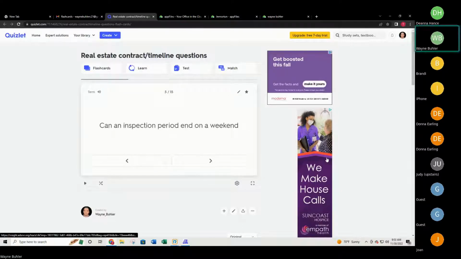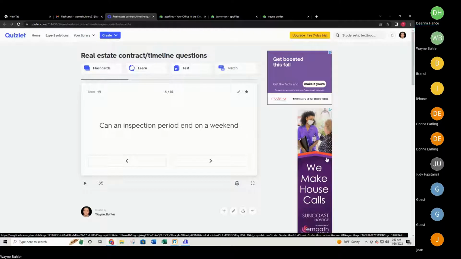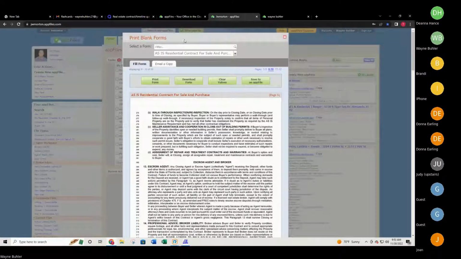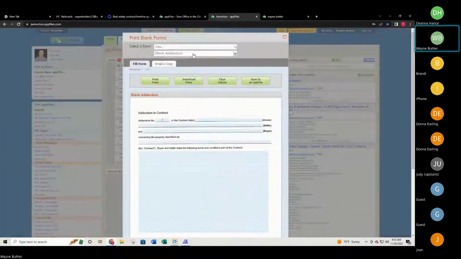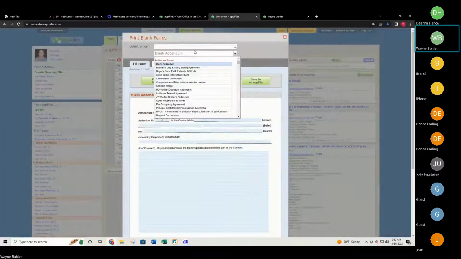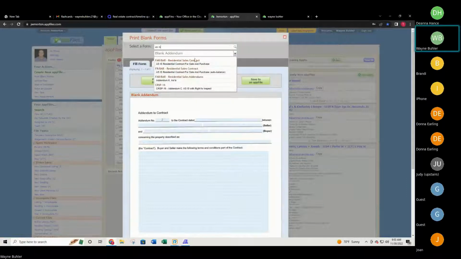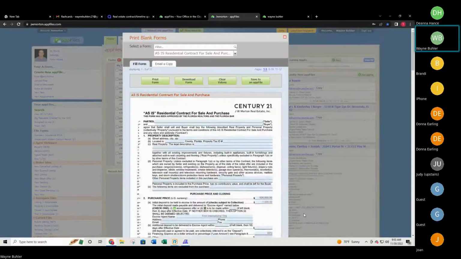Can an inspection period end on a weekend? Yes. Yeah. Yes. Are we sure? It's the date that's in the contract. I would never put it on there. So, what days are used on a contract? Calendar or business? For the inspection period, it's business days.